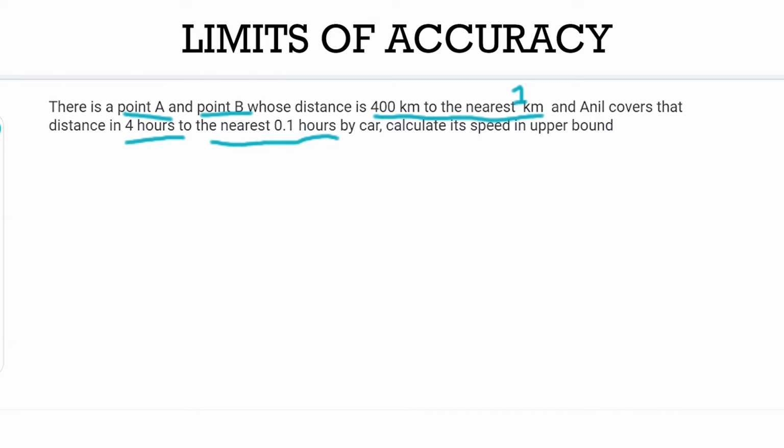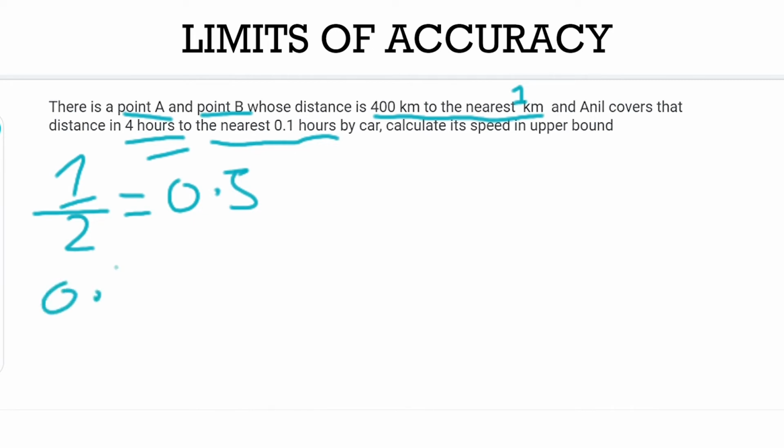So first of all, let's divide these two numbers by 2. So 1 divided by 2 is 0.5 for this, and for this we will divide 0.1 by 2, which is 0.05.